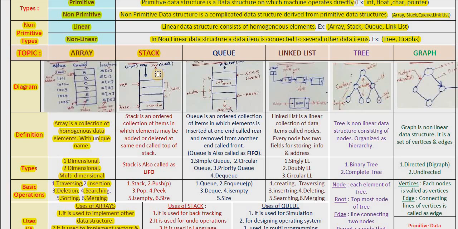First we will see the definition. What is a stack? A stack is an ordered collection of items in which elements may be added or deleted at the same end, called the top of the stack. Means a stack is a linear data structure where we can add or delete the data from one end only. This end is called the top. So this is the top end and this is the base end of the stack. The last cell of the stack is called the base and the first cell of the stack is called the top.